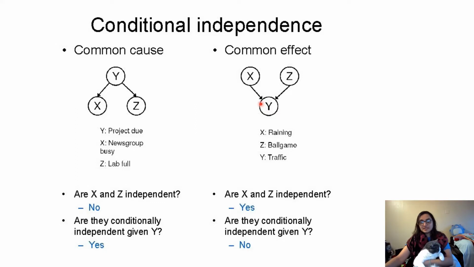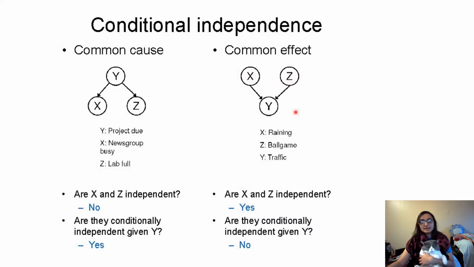So are X and Z independent? Yes. Raining is independent from the ball game, right? In this example, they are not connected. But maybe if it was raining, then we might observe that there couldn't be a ball game. But imagine that it's a professional ball game, right? The tickets are sold. If it's raining and there's a ball game, those are two independent events.